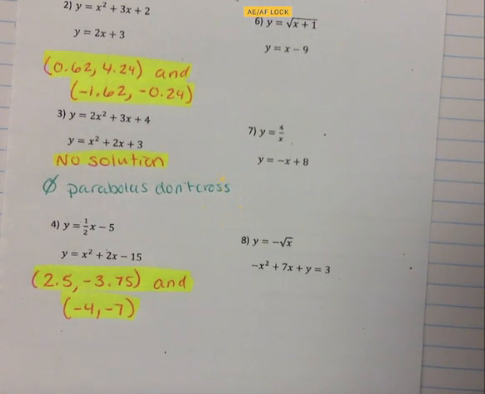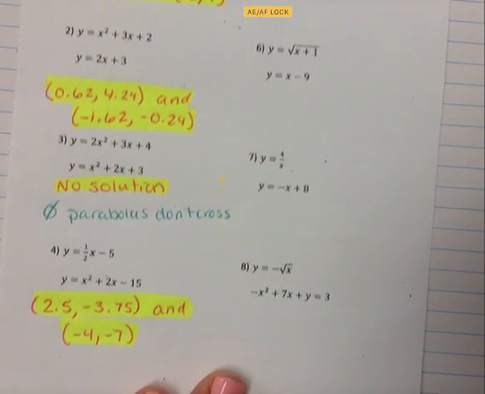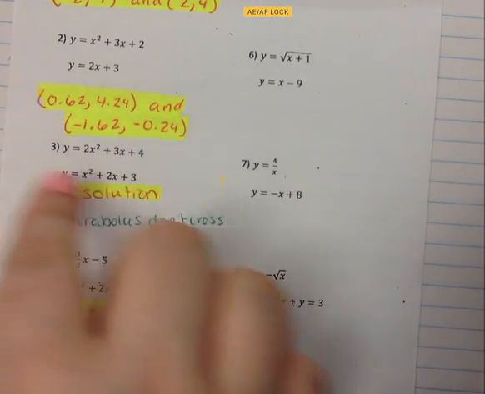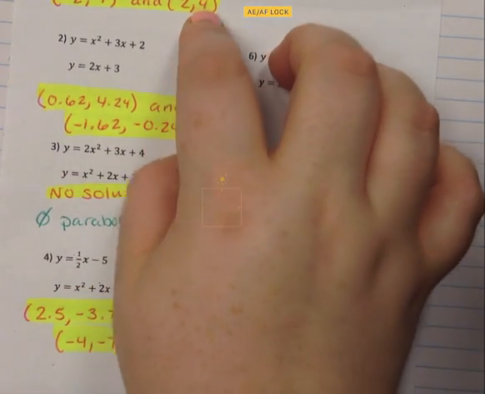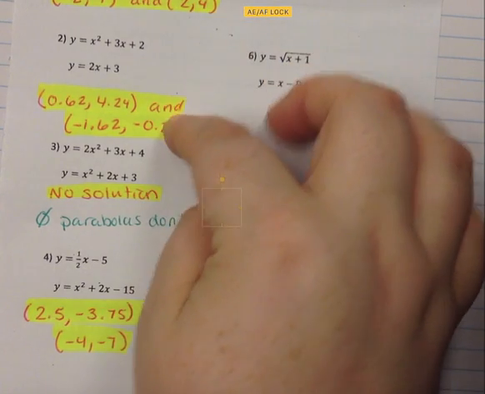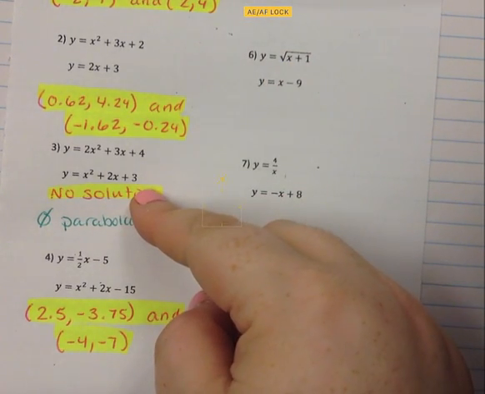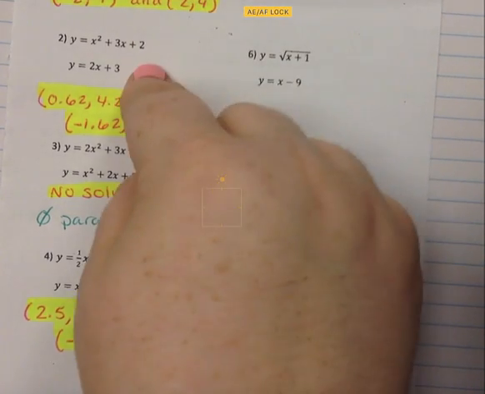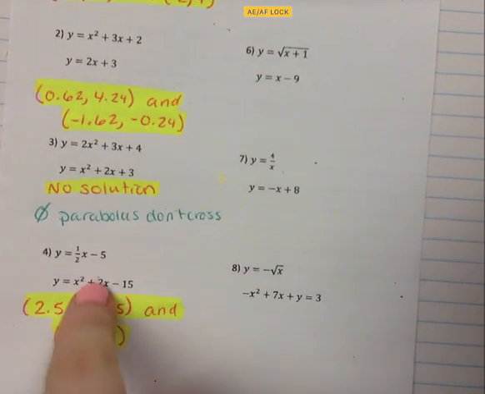Those are with parabolas. They're a little bit easier to see and a little bit easier to use because the parabolas are nice and U-shaped. These had two solutions. This one had two solutions. This one had none because the parabolas didn't cross. This one had two parabolas, a parabola and a line, two parabolas, a parabola and a line.